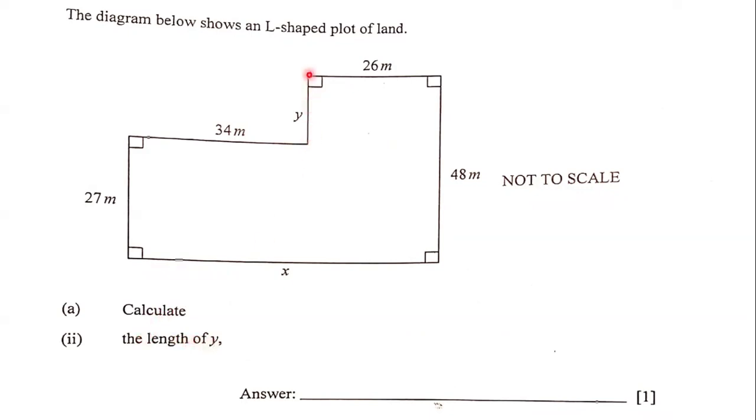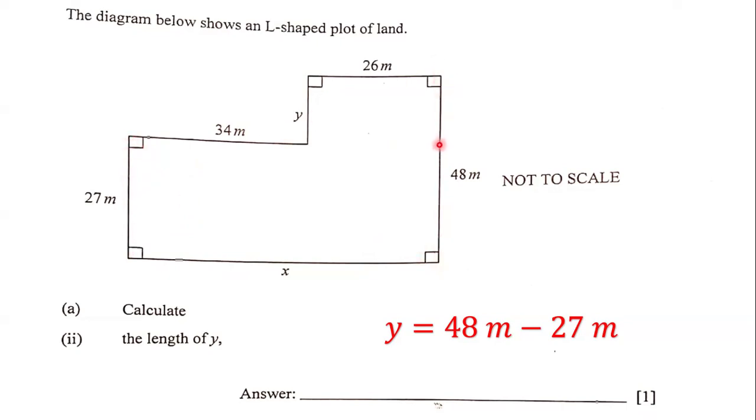Well, y is given by this particular side right here. This is what y is. y is the length of the side. And in order for us to get y, we have to subtract 27 meters from 48 meters. Why is that? Notice that this whole thing right here is 48 meters. But we also know that this length right here is 27 meters. So if we subtract 27 meters from 48 meters, that should give us what is left.